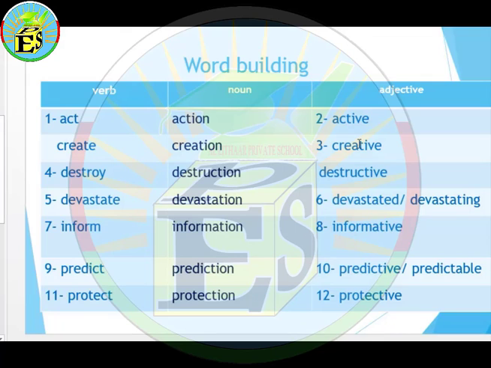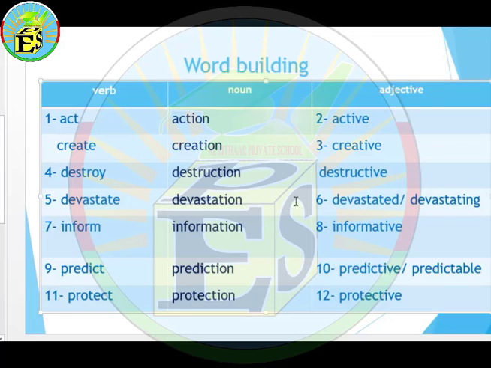Let's read the adjectives. Active, creative, destructive, devastated, devastating, informative, predictive, predictable, and the last one, protective. So in most of them, what do we have at the end? We have IVE. What about nouns? We have ION.